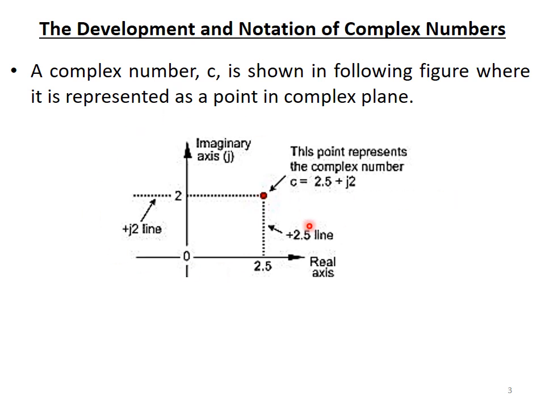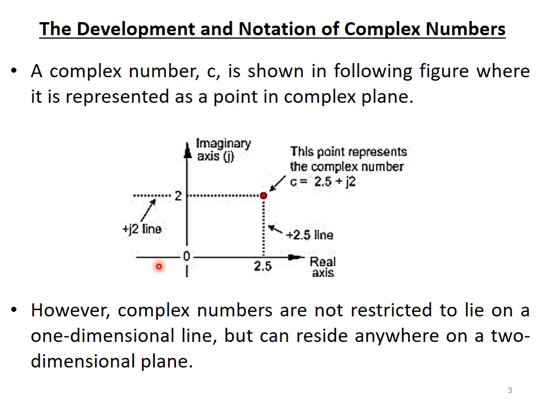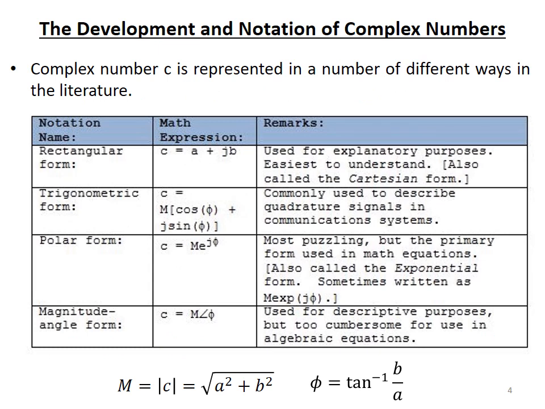Since it is a two-dimensional number, we have to represent it in a two-dimensional plane. That is called the complex plane, or sometimes the Cartesian plane. Complex numbers can have a value anywhere in the complex plane. They are not necessarily on the real axis or on the vertical axis, like C, which is in the complex plane. It is not exactly on the real axis, but it has some imaginary value as well as some real value.